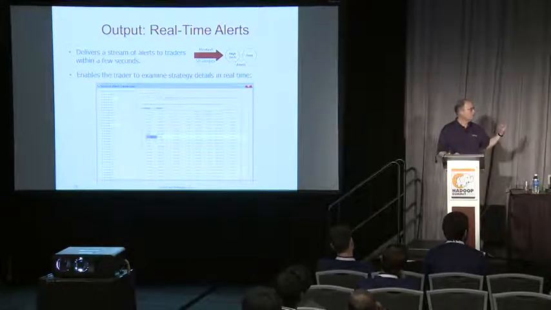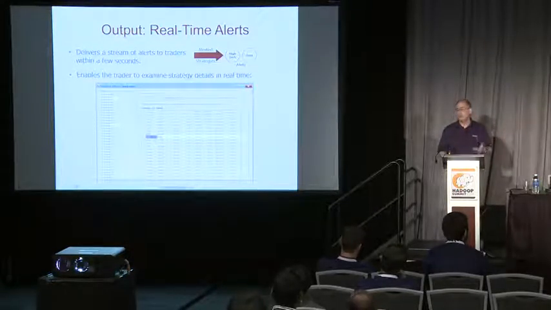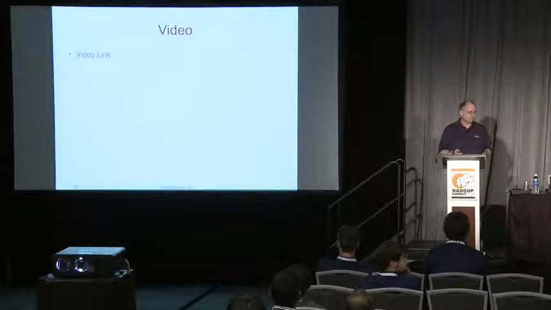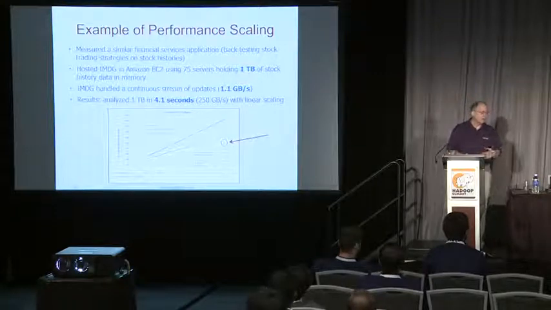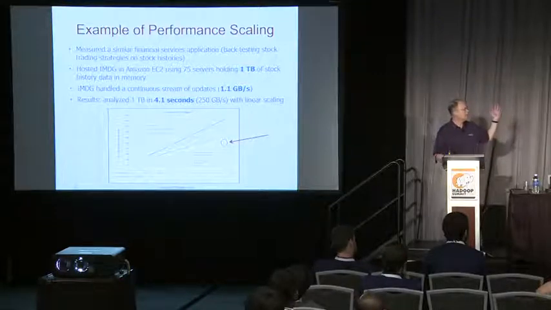So the net result is these traders get these alerts within milliseconds, and this could be plugged into an automated trading system. So if it met certain criteria, then they would just immediately trade. And we've done the video. This is just a quick example, and then I'm going to wrap up to show you how you can run a grid on a terabyte of data.